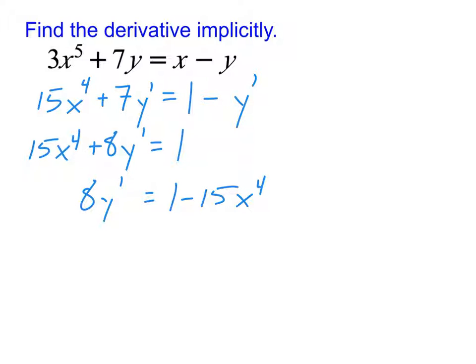And then divide by 8. So we get y prime equals 1 minus 15x to the fourth over 8. And again, that's a function now that tells us exactly what is the derivative at any given x value.